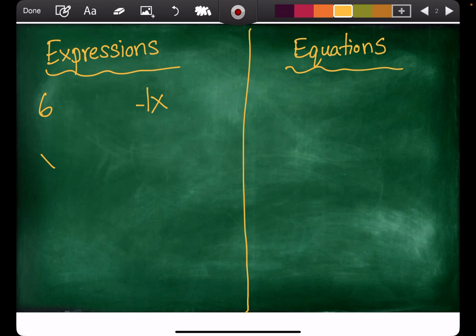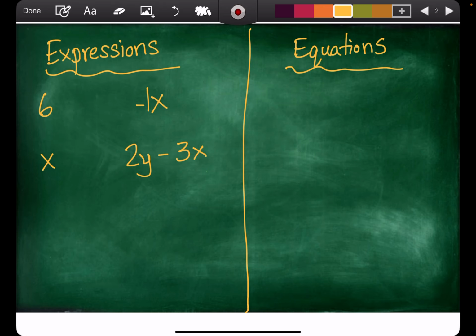If I just had x, okay, that's also an expression, just at least a variable or a number or a combination of them. So if I had something like 2y minus 3x, okay, just that alone. So we have 2y minus 3x, we have variables, we have numbers, and we have an operation symbol. That all constitutes an expression, okay?